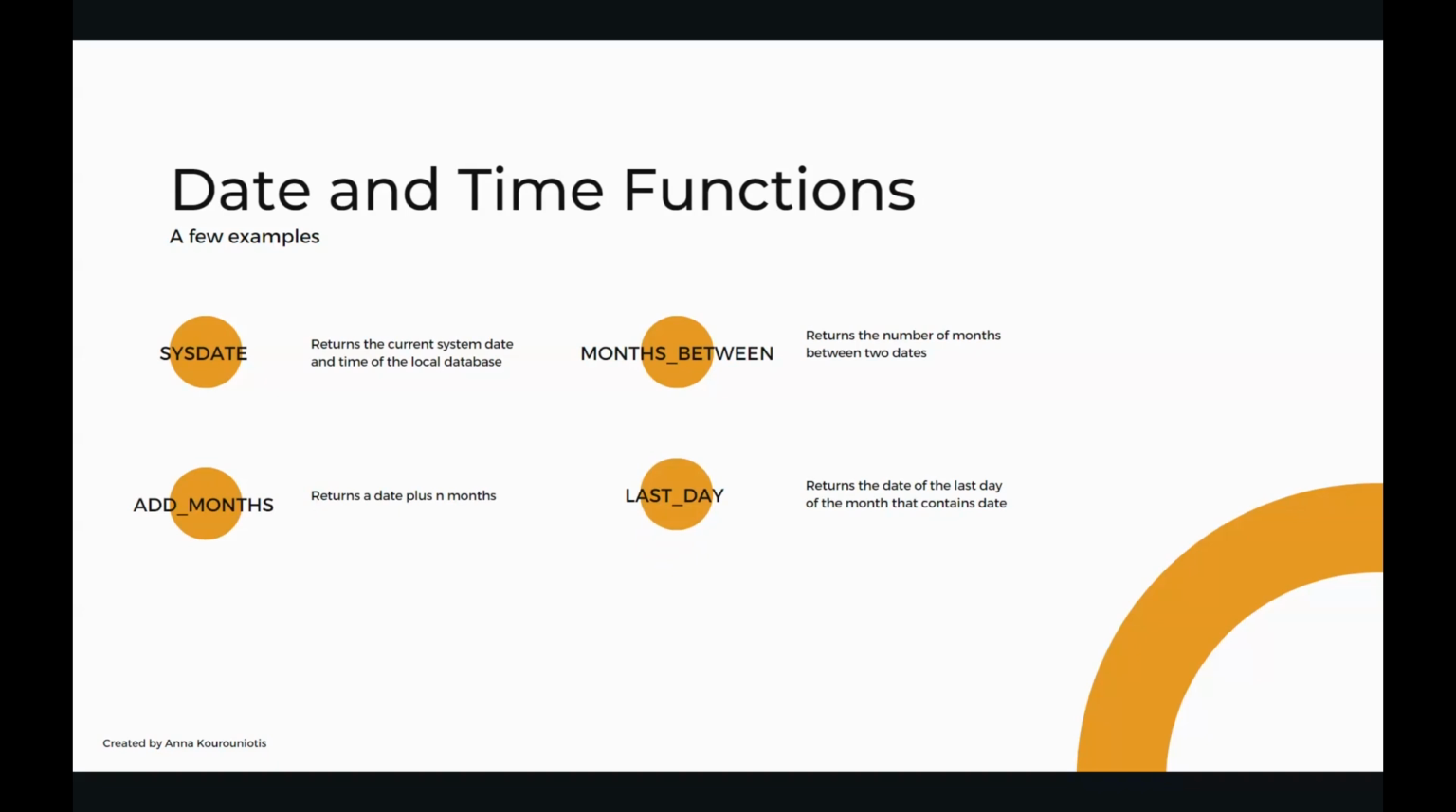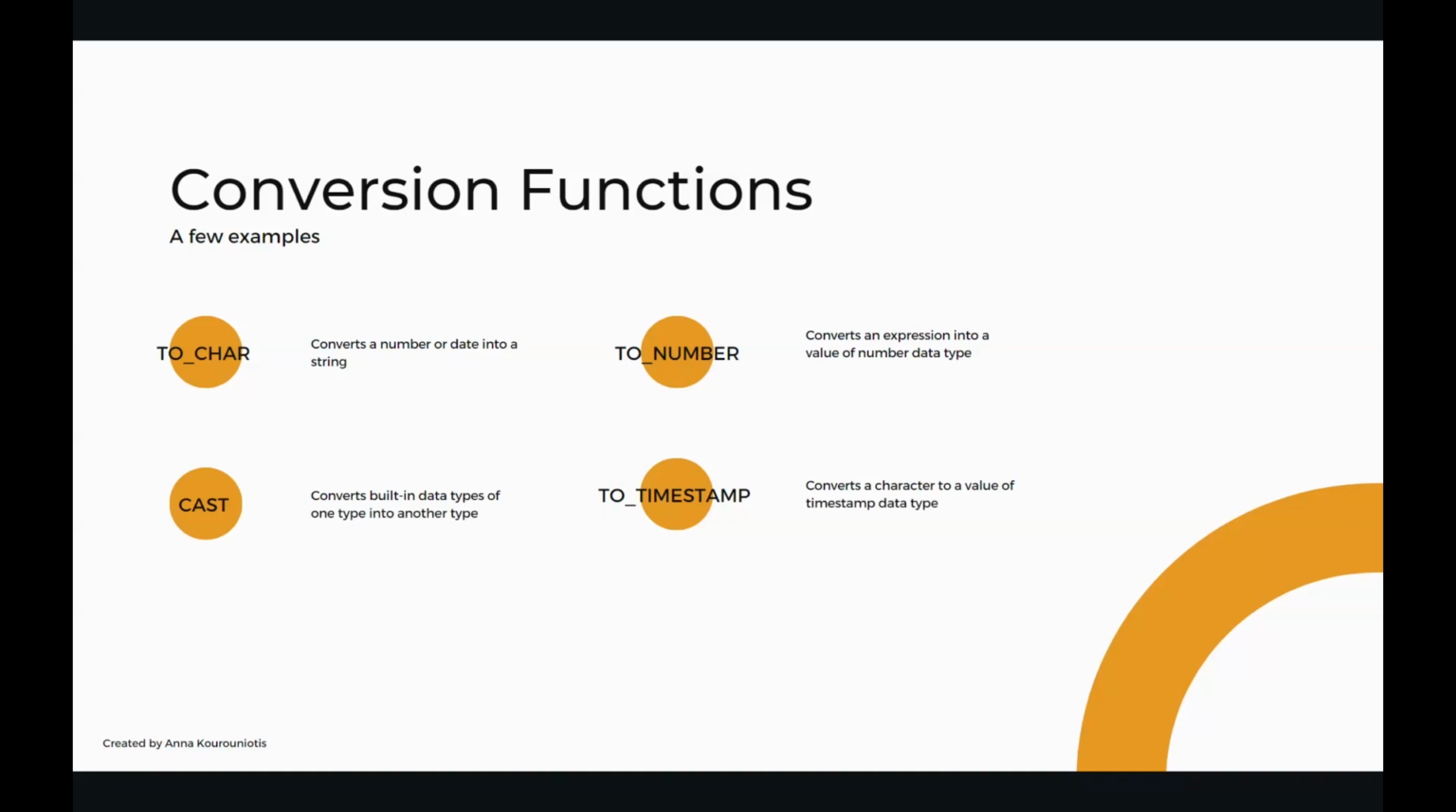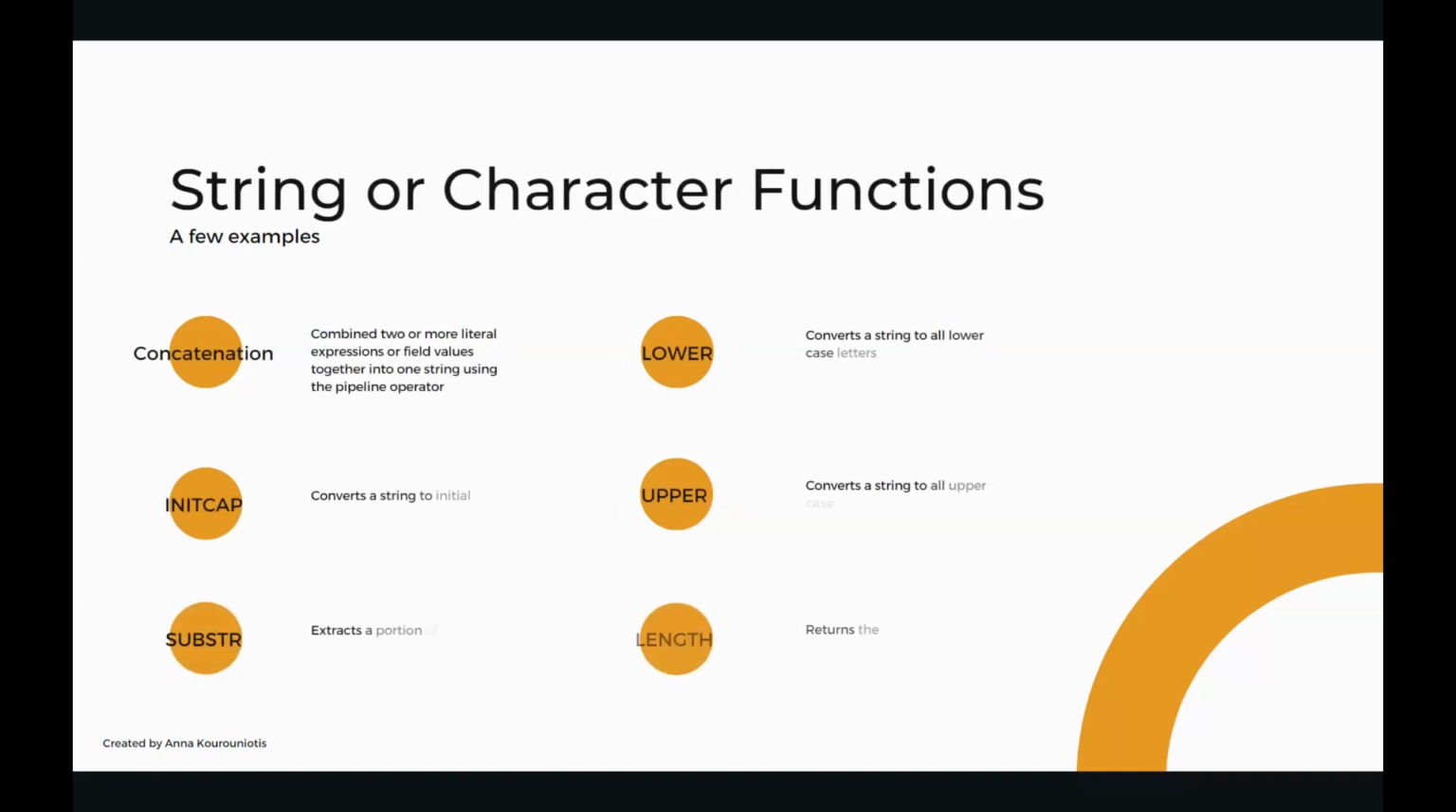Got several date time functions out there. The sysdate returns the current system date that's derived from your local database, in our case, PeopleSoft or DoCub. We've got several others, some conversion functions as well. ToChar, very popular, converts a number or a date into a string. Cast converts some built-in data types from one type to another. So for instance, you can have a string type of data or character that is converted to a number, or vice versa.